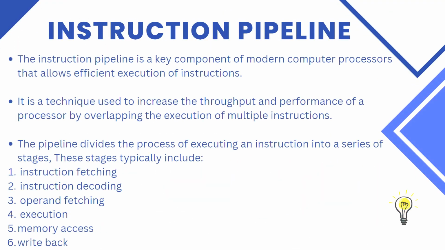The instruction pipeline is a key component of modern computer processors that allows efficient execution of instructions. It is a technique used to increase the throughput and performance of a processor by overlapping the execution of multiple instructions. The pipeline divides the process of executing an instruction into a series of stages. These stages typically include instruction fetching, instruction decoding, operand fetching, execution, memory access, and write back.